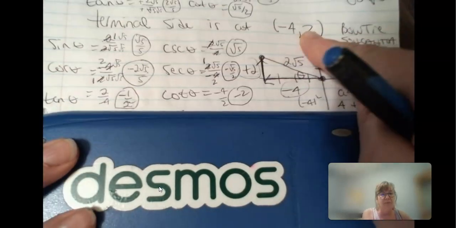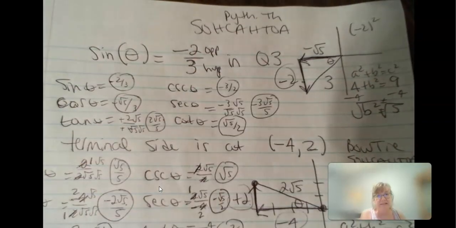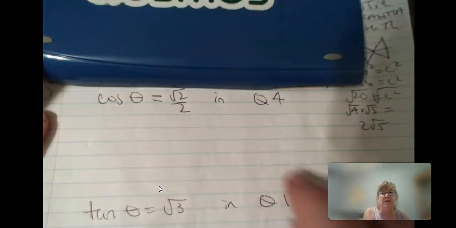Okay, so again, how do I know they're bow ties? Because they either give me a point that's not on the unit circle, so I graph it and make a bow tie, or they give me a ratio that is not on the unit circle. All right, so what maybe would be on the unit circle? Well, let's look at this. They tell me that the ratio is square root of 2 over 2, and that I'm in quadrant 4. Okay, this is on the unit circle.